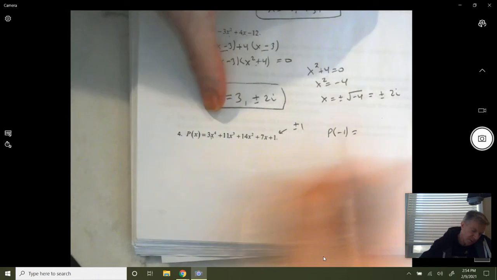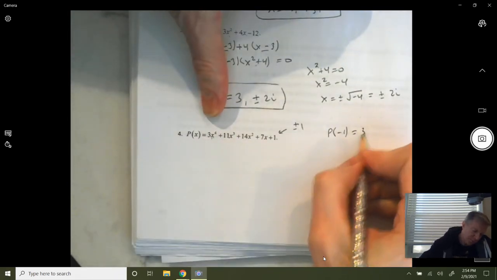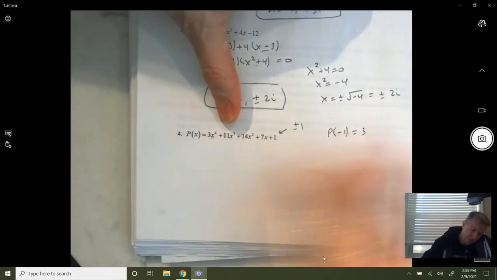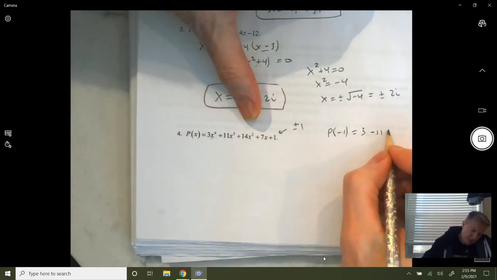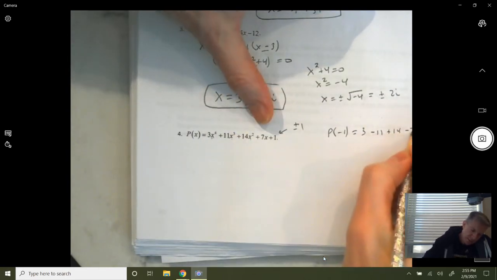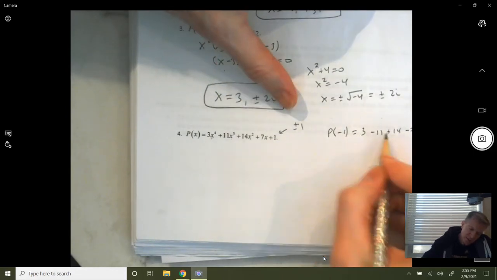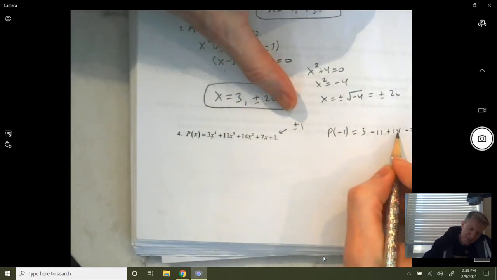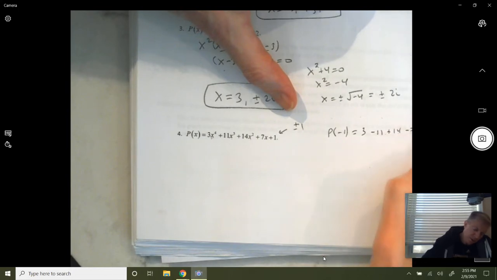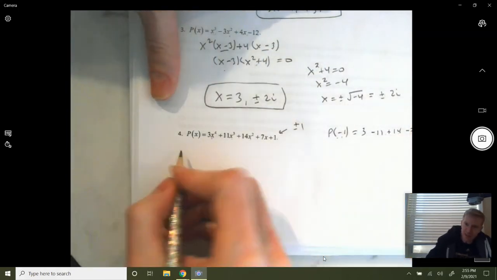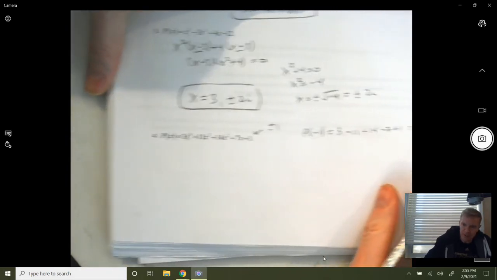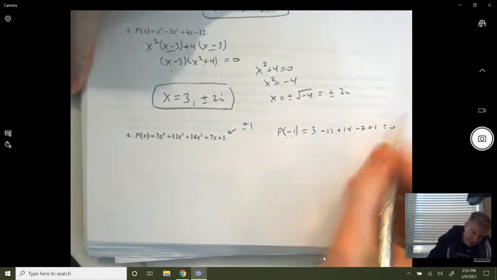Let's double check. 3 times -1 to the 4th is 3. 11 times -1 cubed, so minus 11, plus 14, minus 7, plus 1. So that gives us -8 plus 14, 6, minus 7, -1, plus 1. That works. So we're going to divide by x plus 1, which means, oh, you couldn't see that. Just so you could see that I actually did get 0.